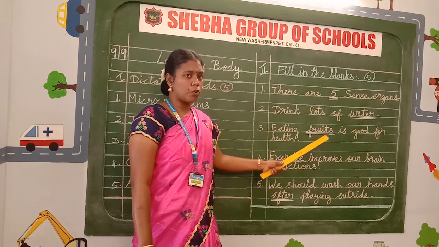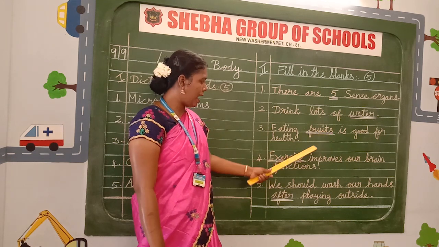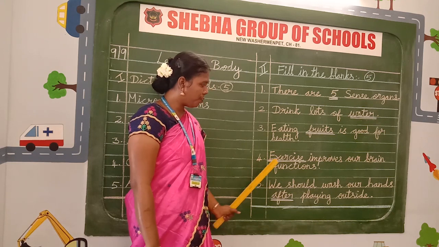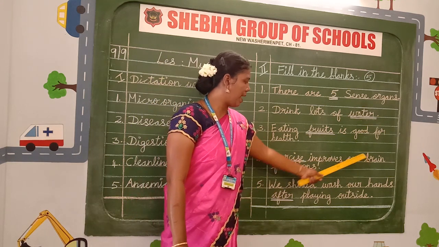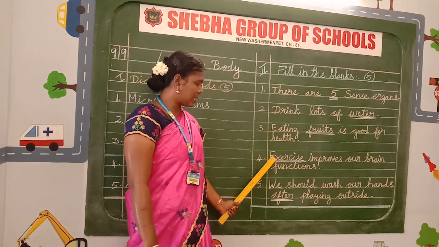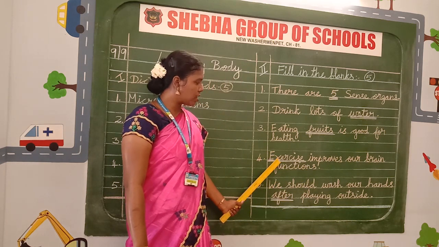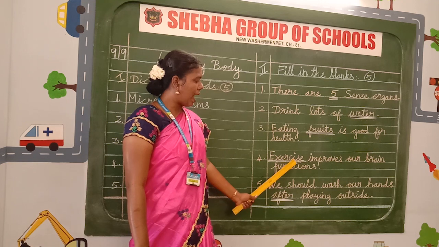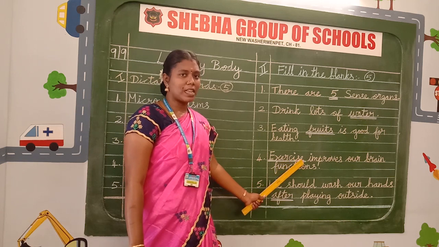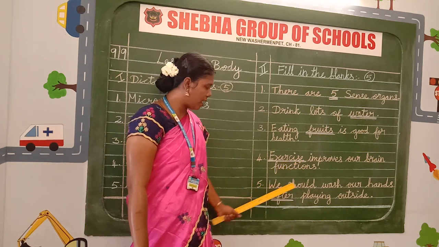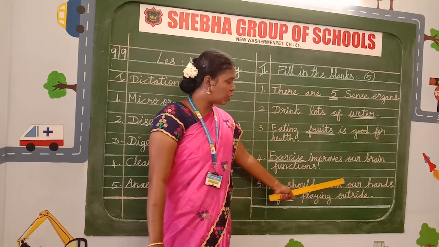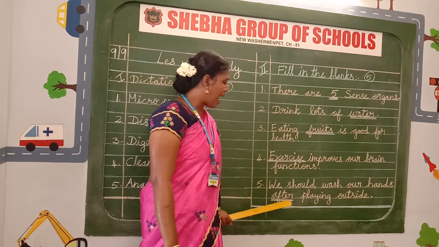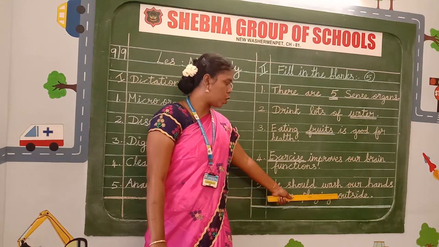Fruits, fruits. Next, you have to leave the line. You can write number 4. Exercise improves our brain functions. Exercise, exercise. After you leave the line, now we can start writing number 5. We should wash our hands after playing outside.